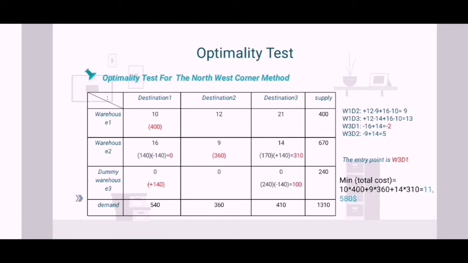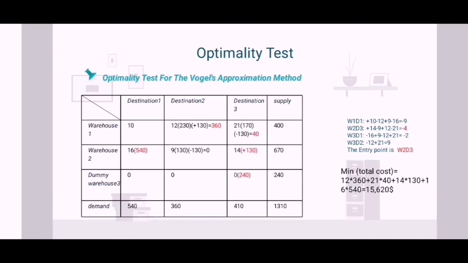The highest opportunity cost in this case is -2, and it's for the third row and first column. That will be our entry point, and we will make a loop by adding 140 for dummy warehouse 3 to destination 1 and subtracting 140 for warehouse 2 to destination 1, and then we will add another 140 to destination 3 from warehouse 2 and subtract 140 to destination 3 from warehouse 3. The total cost using this method is $11,580.